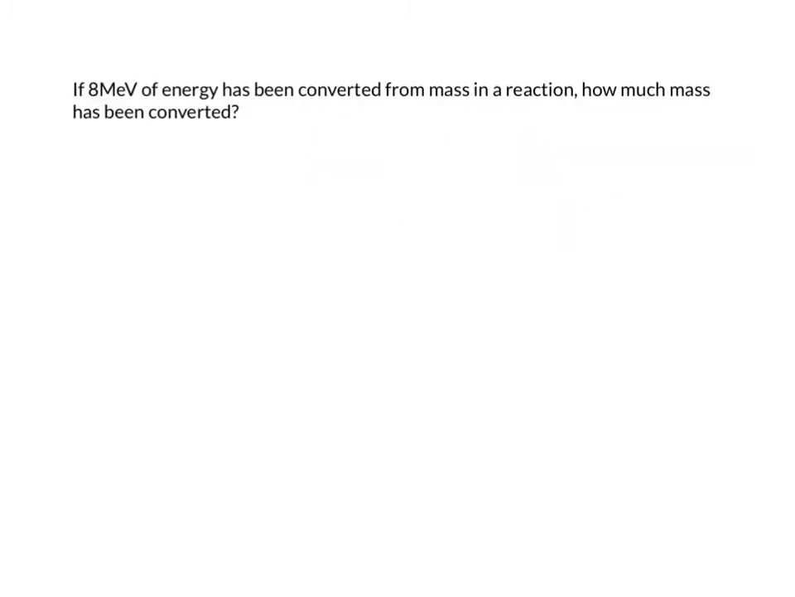So this is the first question we'll look at. It says if 8 mega electron volts of energy has been converted from mass in a reaction, how much mass has been converted? So straight away when we look at this, we know that we're dealing with the mass energy conservation formula. Because we're talking about energy being converted from mass. So we know that it's going to be E is equal to mc squared. That will be the main formula we're using here.